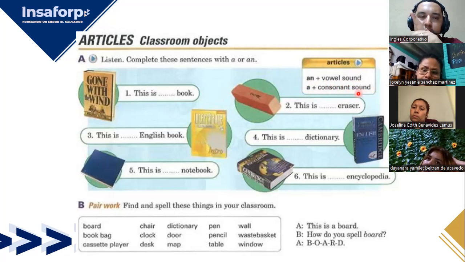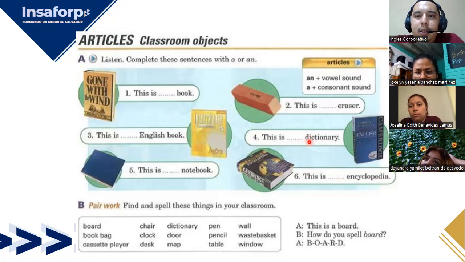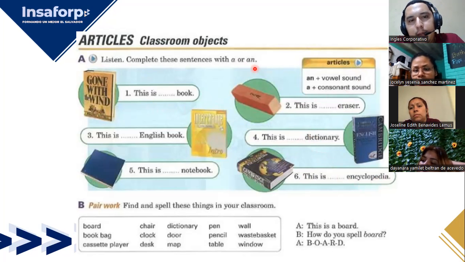In the cases where you only see a consonant, let me see. Oh, okay, it is number four. If you see, we have the letter D. Letter D is not only a consonant, it also sounds like a consonant. Listen, complete this sentence with a or an.